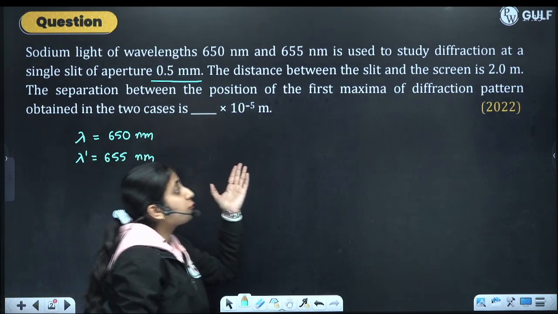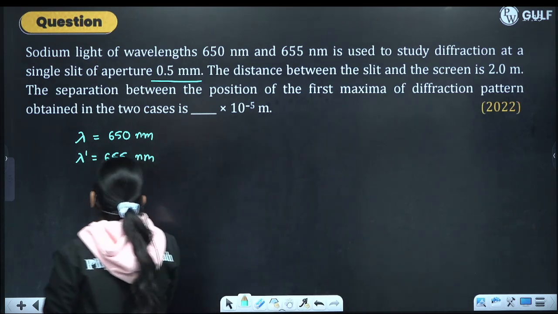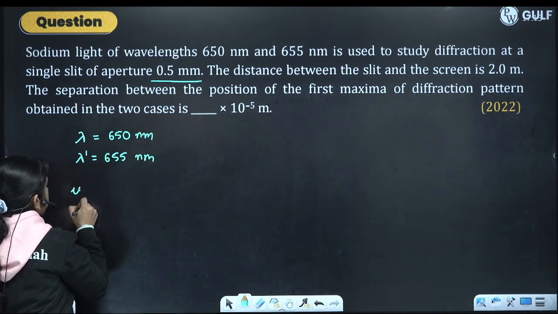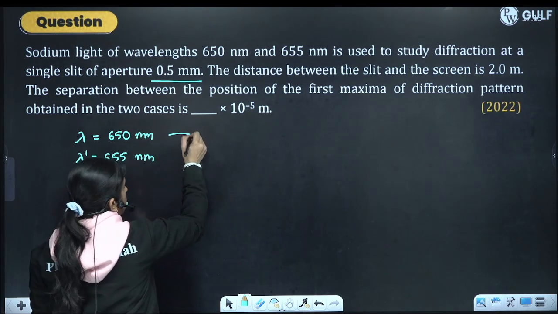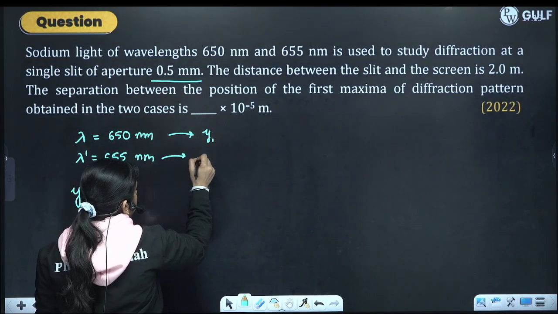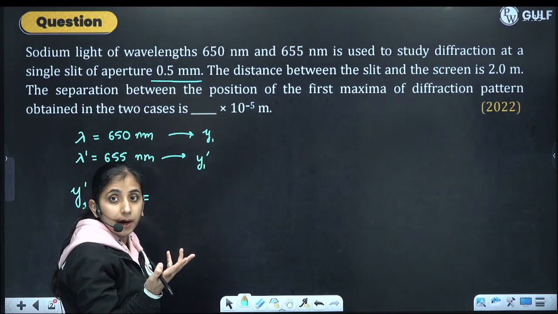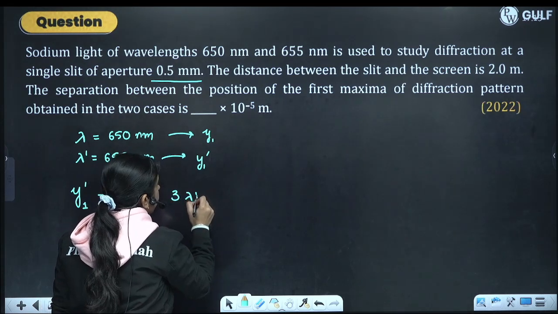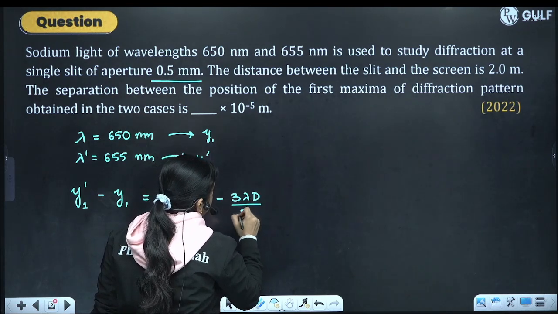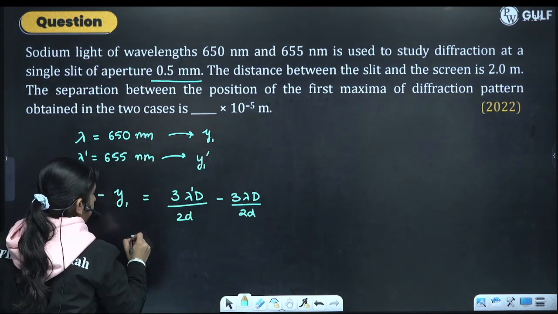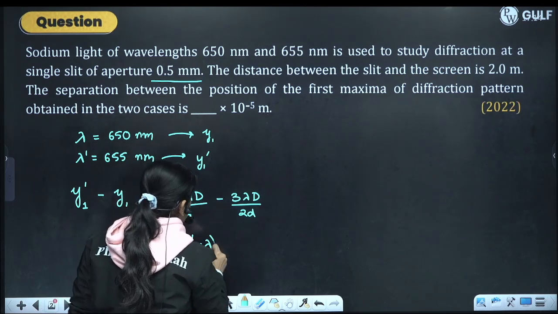The separation between the position of the first maxima of the diffraction pattern obtained in the two cases is, okay, we have to find the separation between the first maxima. So we will have y1 prime minus y1. This one will have y1 as the first maxima, this one will have y1 prime as the first maxima. We know that the first maxima is obtained at 3 lambda D by 2d. So it will become 3 lambda prime D by 2d minus 3 lambda D by 2d, okay. So we will get the separation as 3D by 2d into lambda prime minus lambda.